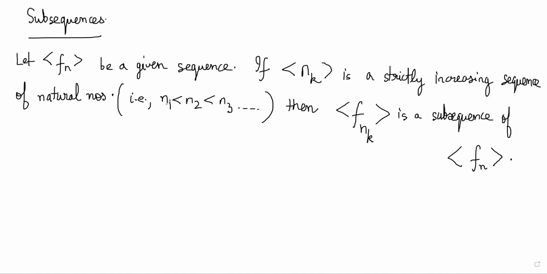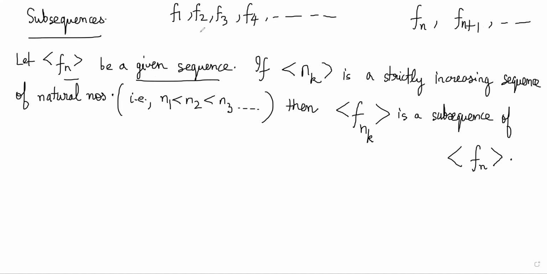So what is he saying? Fn is some given sequence. Obviously, Fn means what terms? F1, F2, F3, F4, and so on, Fn plus 1. This is the normal sequence, right?